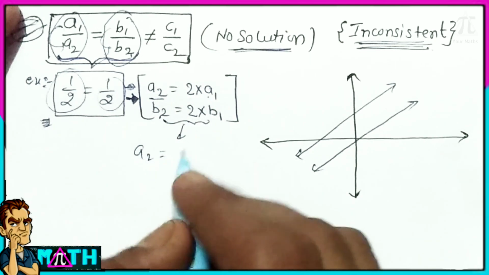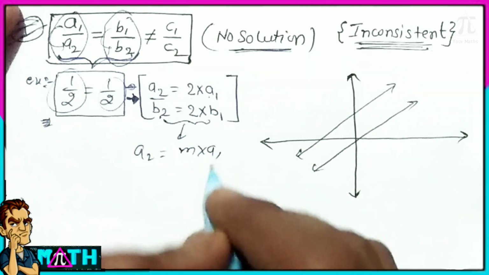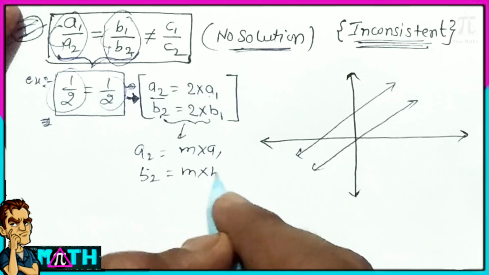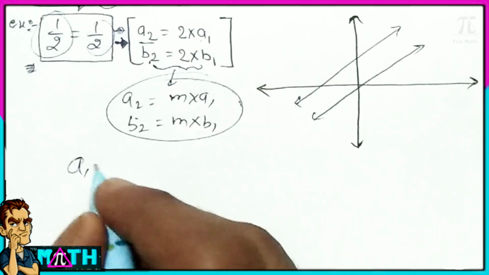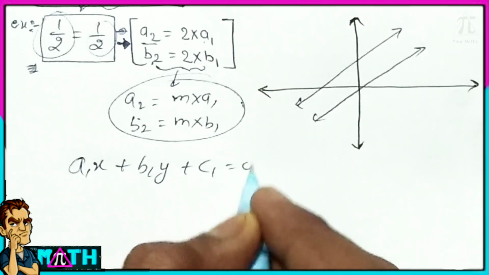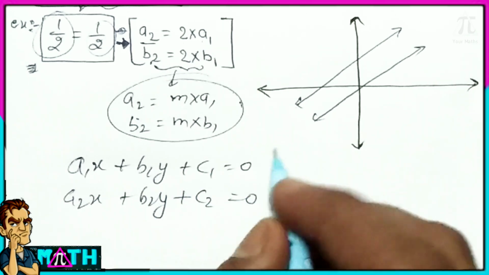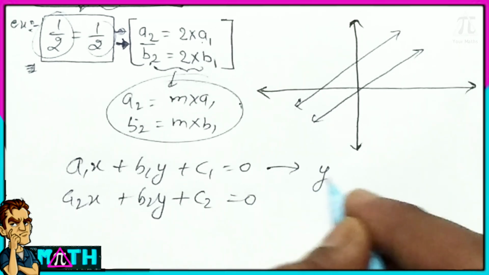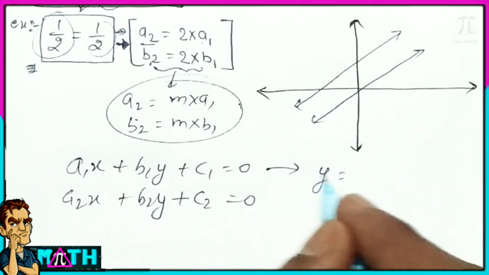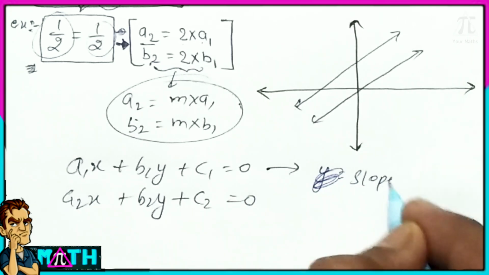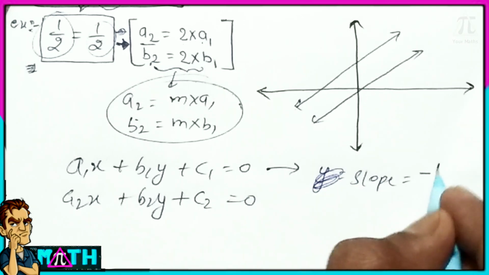But in actual the ratio can be anything, so let's say a2 is m times a1 and b2 is m times b1. Now let me write the pair of linear equations in two variables. So the first equation is something like that and the second equation is something like that. Now the slope of the first equation is as I have proved in the previous slide, and I will also deal with the slope concept later in the video.